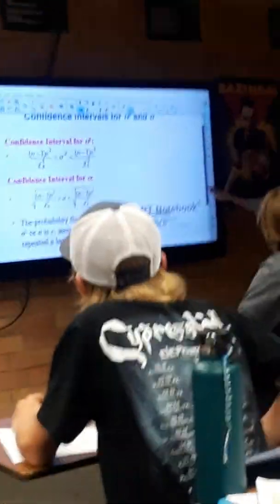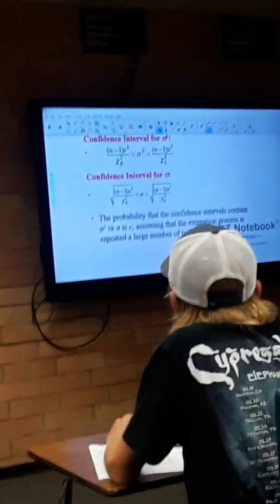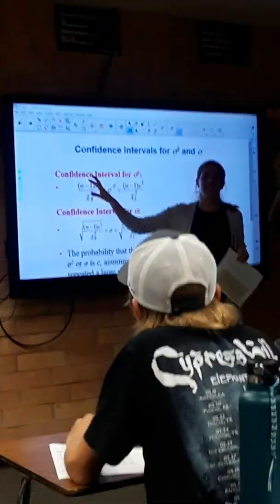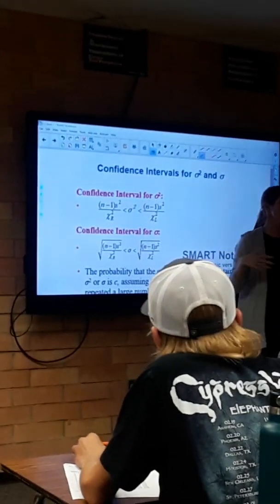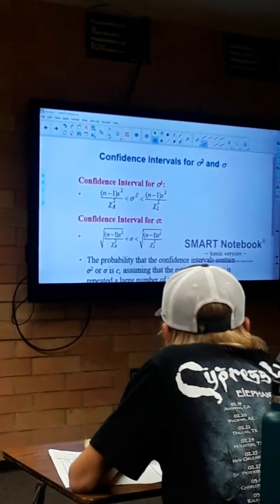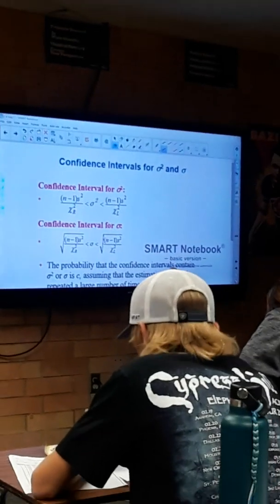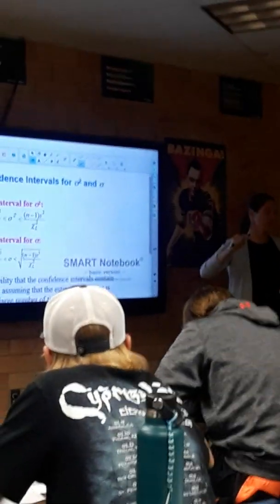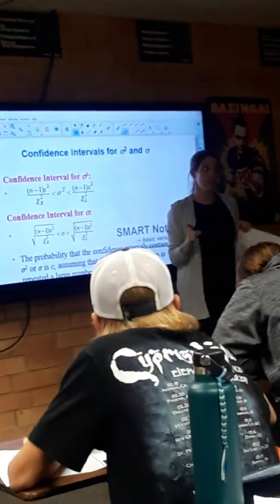Now you have to find the confidence intervals for the second slide. When you find the confidence intervals for variance, you just take the square root of both numbers to find the standard deviation. Once you find variance, like always, you take the square root to find standard deviation. You have to find the variance first in order to find the standard deviation confidence intervals.